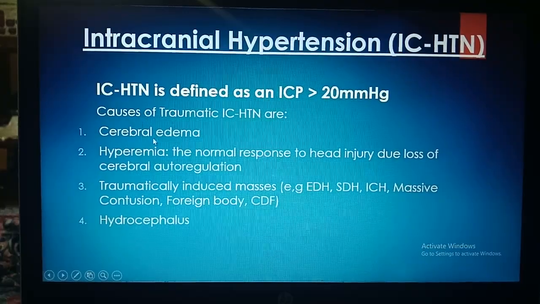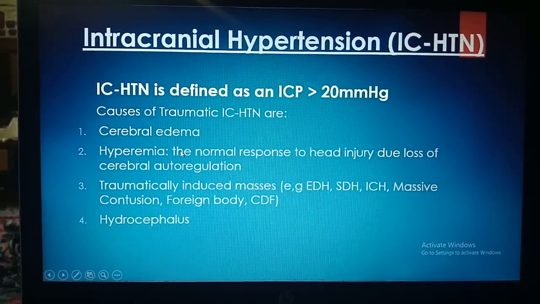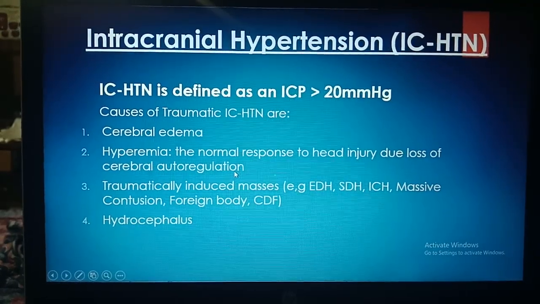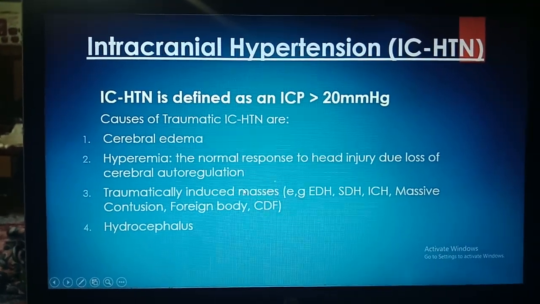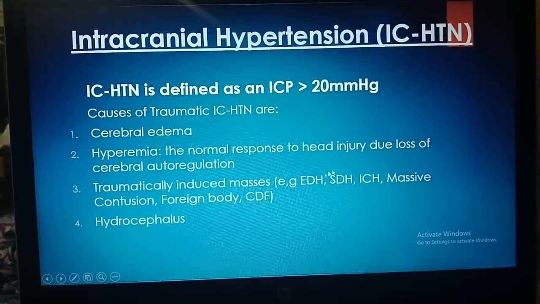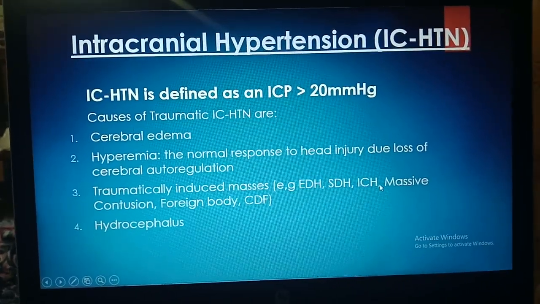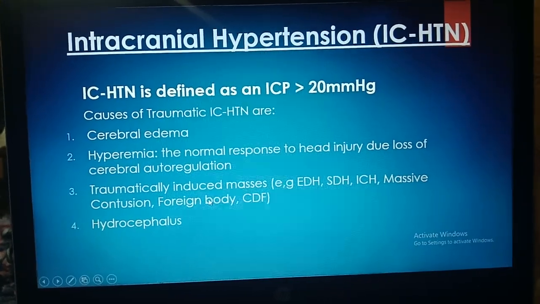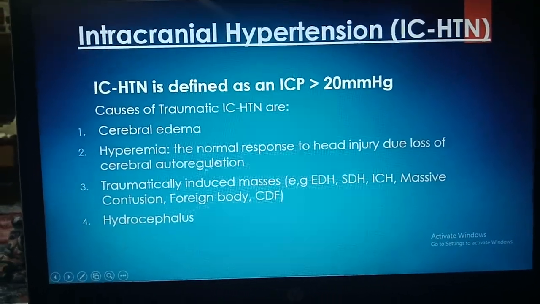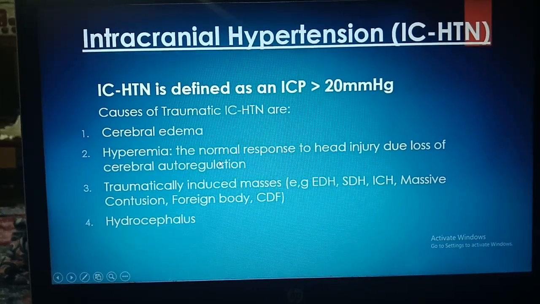There is cerebral edema and hyperemia. Hyperemia is basically the normal response to head injury due to loss of cerebral autoregulation. Then traumatically induced masses; obviously whenever you have a trauma you can have an EDH, a subdural, an ICH, massive contusion, foreign body, or a CSF collection, and hydrocephalus. These are a few causes of traumatic intracranial hypertension.